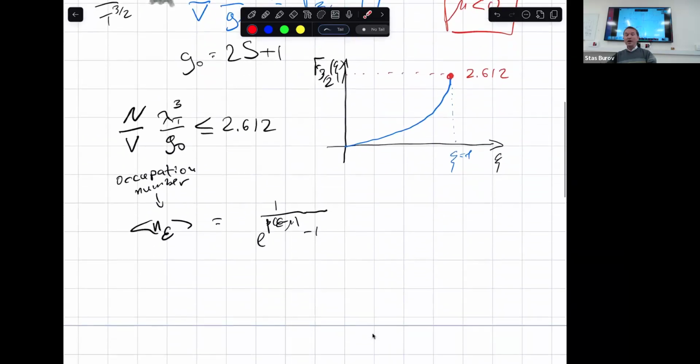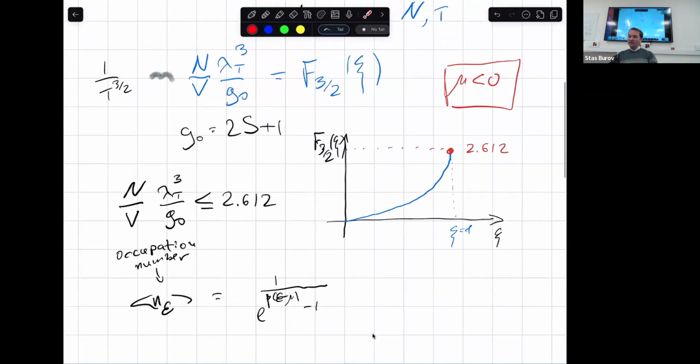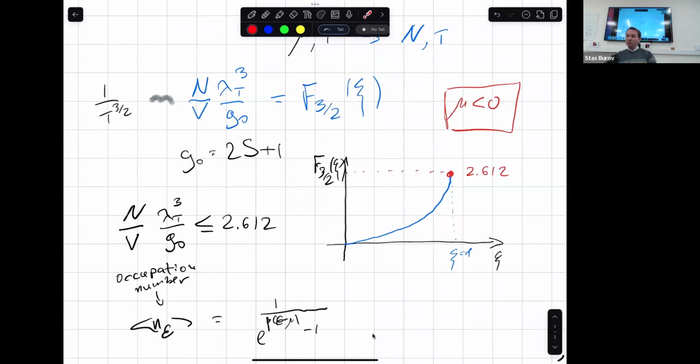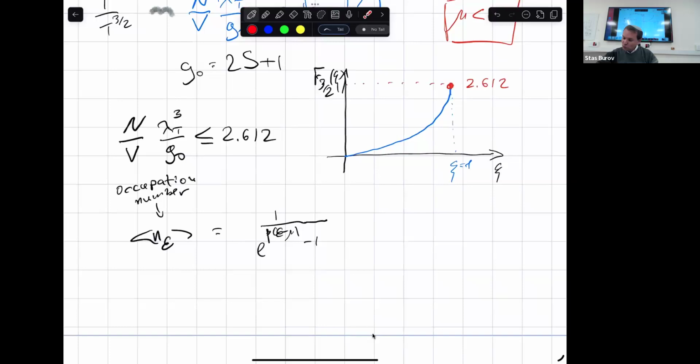So what happens when mu starts to approach the lowest possible epsilon? I will get a 0 here, and e to the power 0 is 1, and 1 minus 1 is something that can explode. This is from one hand. But on the other hand, the occupation is always smaller than the total number of particles, n.